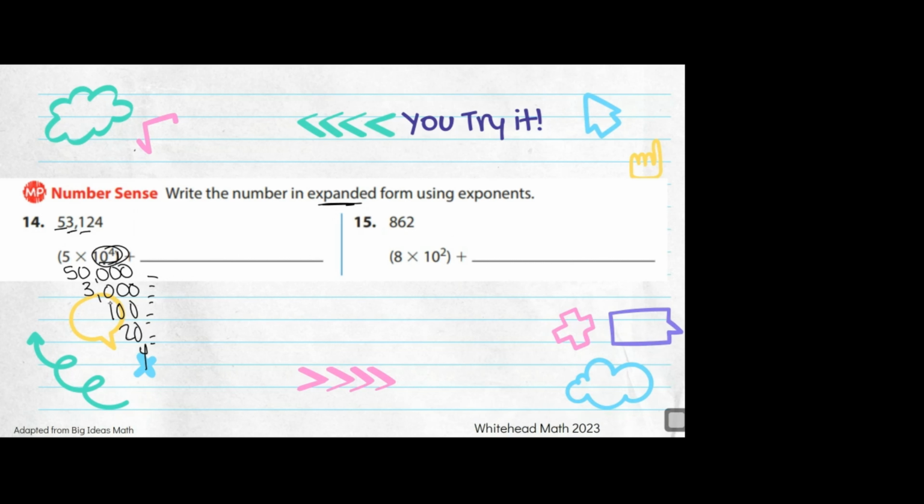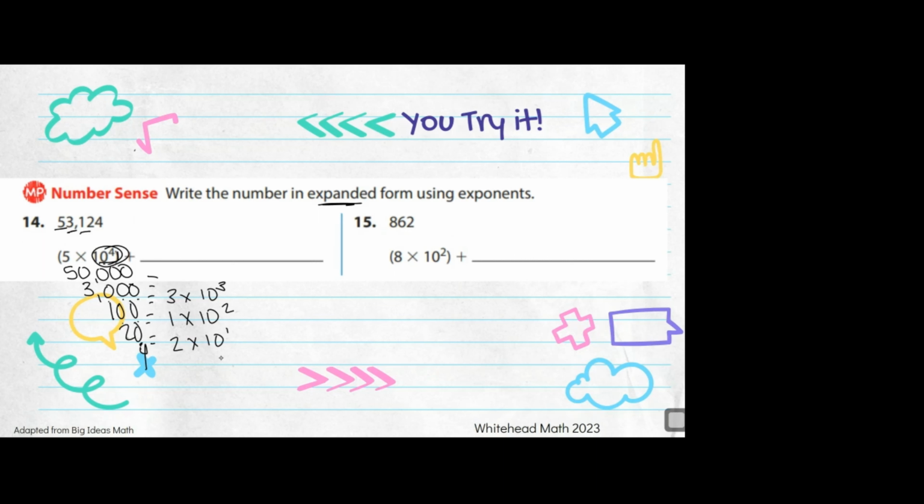3, how many zeros? 1, 2, 3. So that would be 3 × 10³. How many zeros? 1, 2. That would be 1 × 10². And I see 1 0 here.